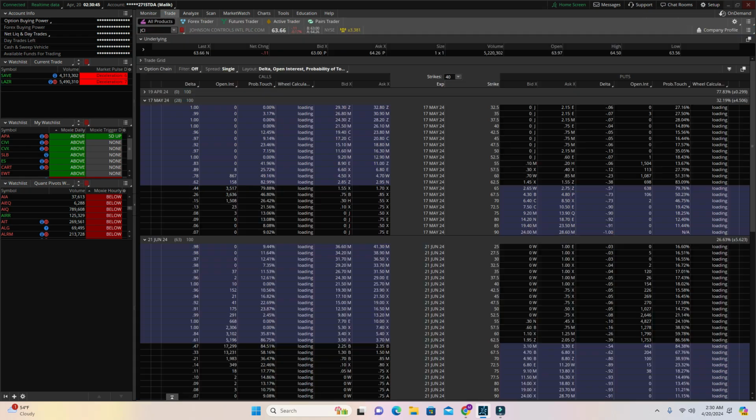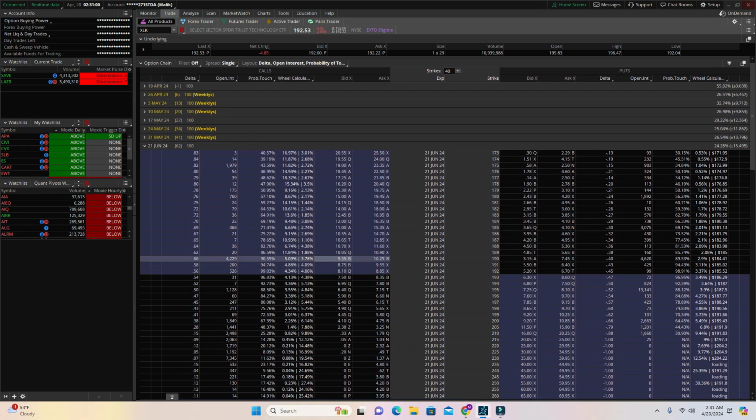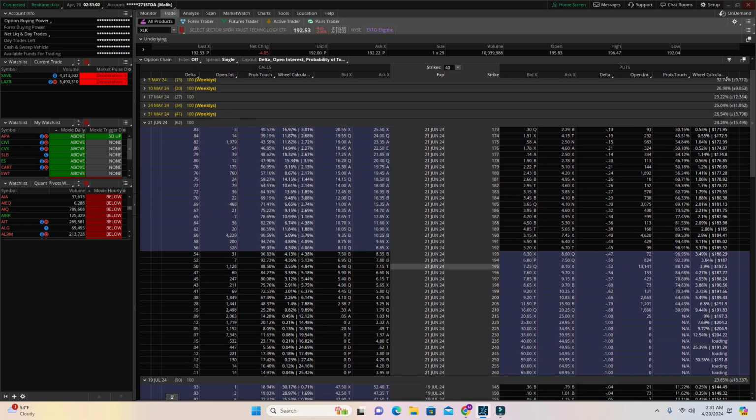We're going to go to the trade tab. Okay, you're going to pick your days out, so either the weekly contracts or the monthly contracts. For me, usually I like to go anywhere between 30 to 60 days out. So this is the 60 days out monthly contracts.